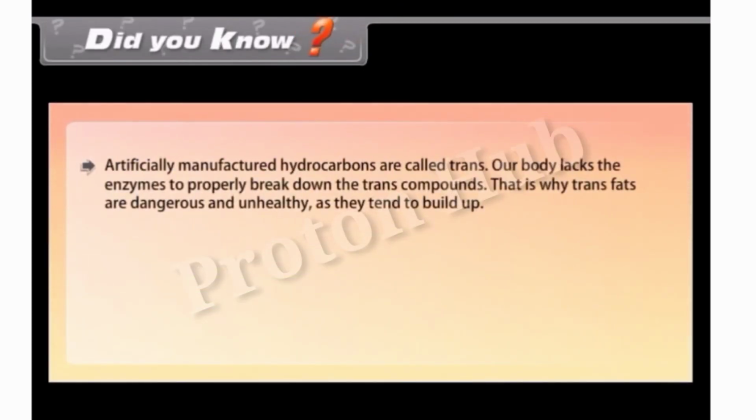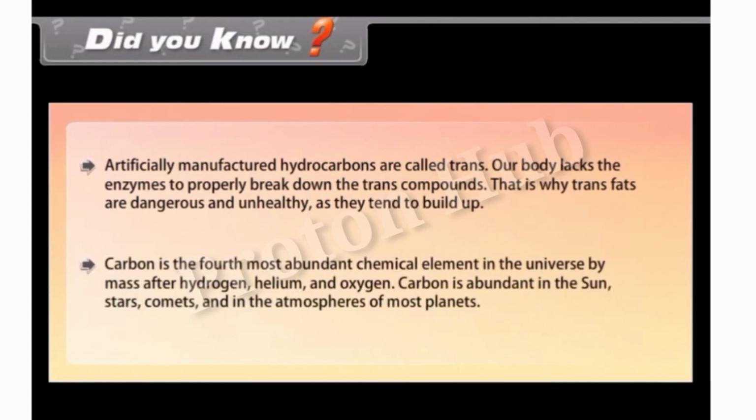Did you know? Artificially manufactured hydrocarbons are called trans fats. Our body lacks the enzymes to properly break down trans compounds. That is why trans fats are dangerous and unhealthy, as they tend to build up. Carbon is the fourth most abundant chemical element in the universe by mass, after hydrogen, helium, and oxygen. Carbon is abundant in the sun, stars, comets, and in the atmospheres of most planets.